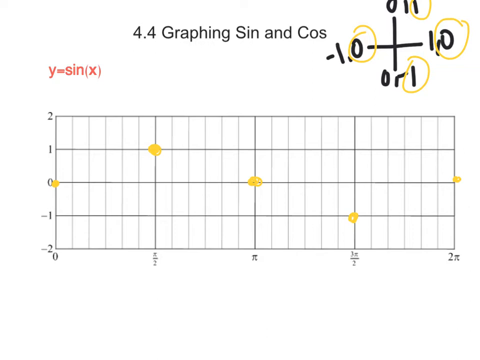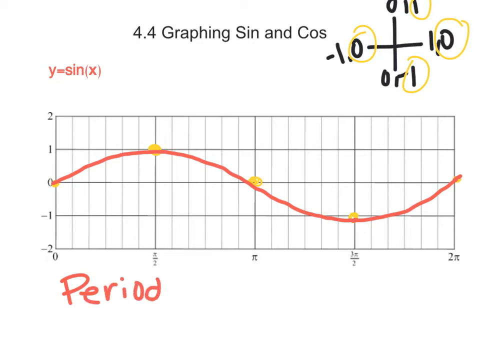And so if we connect these, our graph for sine is going to go 0, 1, 0, negative 1, 0. And it's going to be curved. Don't make it like a V-shape kind of thing. And this is what we call one period. It takes you 2 pi to go through the whole entire circle before we actually repeat the pattern.